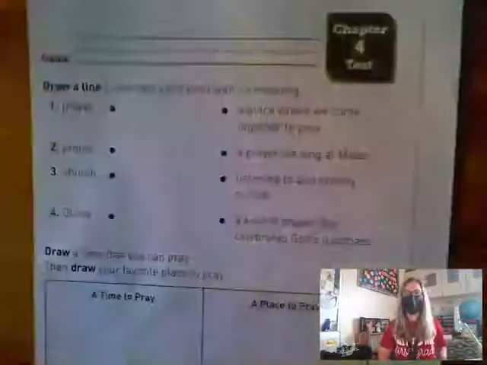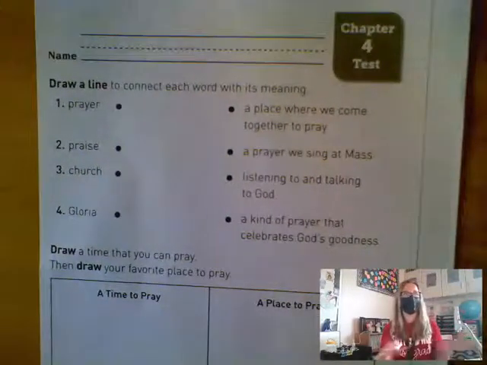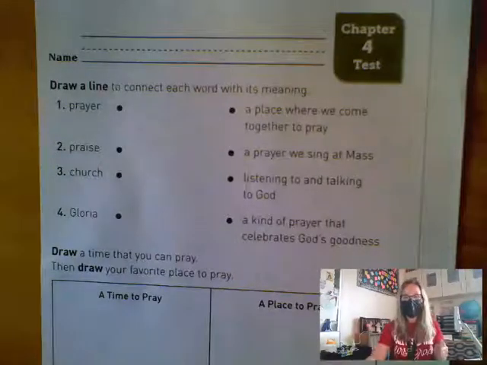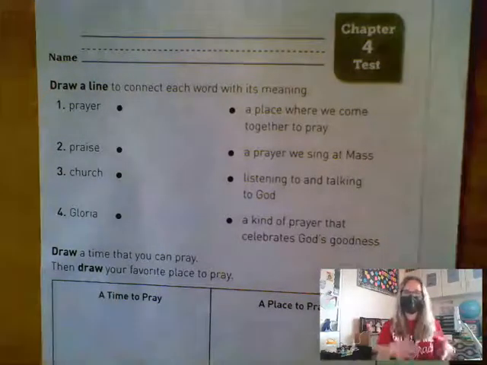Here in the classroom, we are all ready to go. The kids have their tests set up on their desks. Their privacy shields are up. And at home, you should have your test out in front of you.